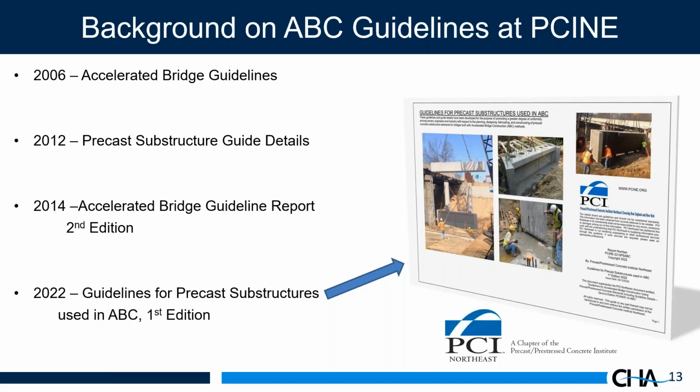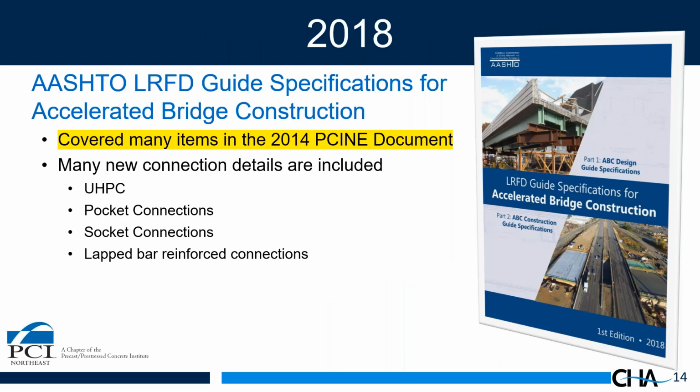In the midst of all that, in 2018, there was a very important date: AASHTO published the LRFD guide specifications for accelerated bridge construction. What we found as a committee is that many of the items in our accelerated document were also included in the AASHTO document. But this AASHTO document contains many new connection details that we did not cover, things like UHPC, pocket and socket connections, and lap bar reinforced connections.